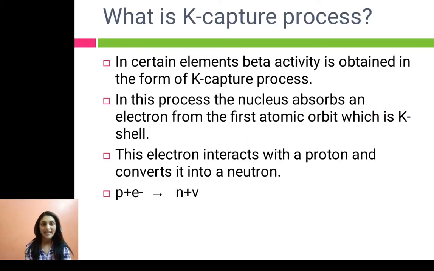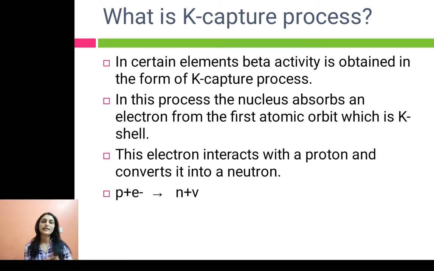Now what is K capture process? In certain elements, beta activity is obtained in the form of electron capture, or it is also called a K capture process. So in this process what happens? The nucleus absorbs an electron from the first atomic orbit, which is the K shell.